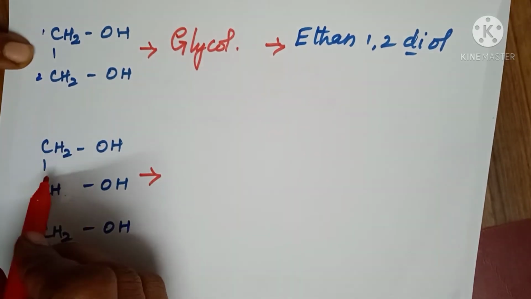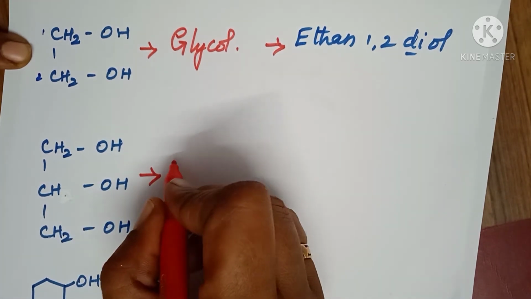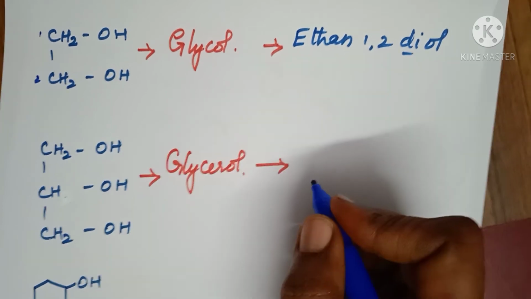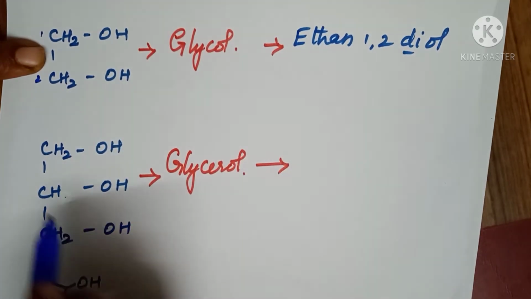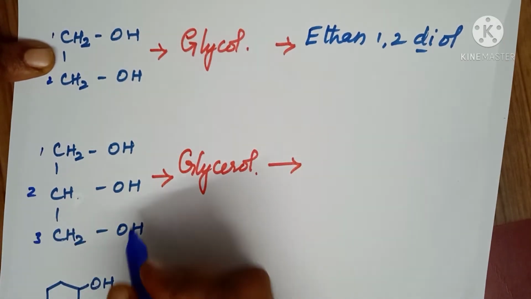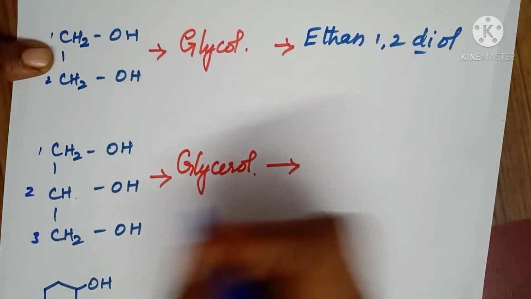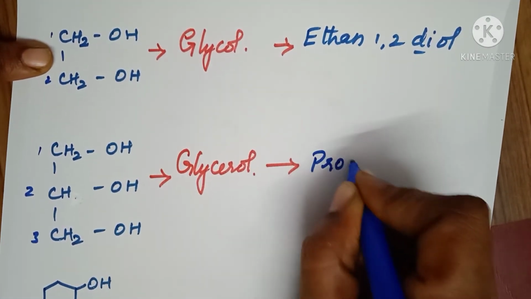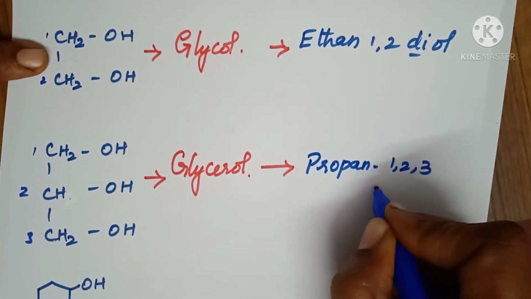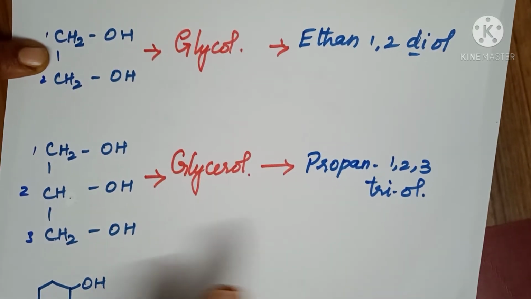See here, CH2OH, CHOH, CH2OH. So, what is the common name for this? This is glycerol. When you are writing the IUPAC name, it is very easy. How many carbons are there? 1, 2, 3. 3 carbons are there. So, how can you write it? Here, diol you have written. Here, actually, triol. So that means propane-1,2,3-triol. That's all. So, it's easy to write the IUPAC name.